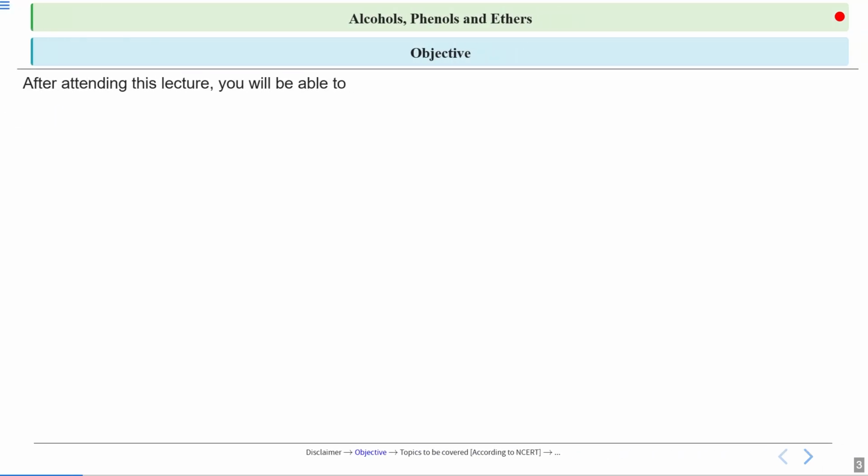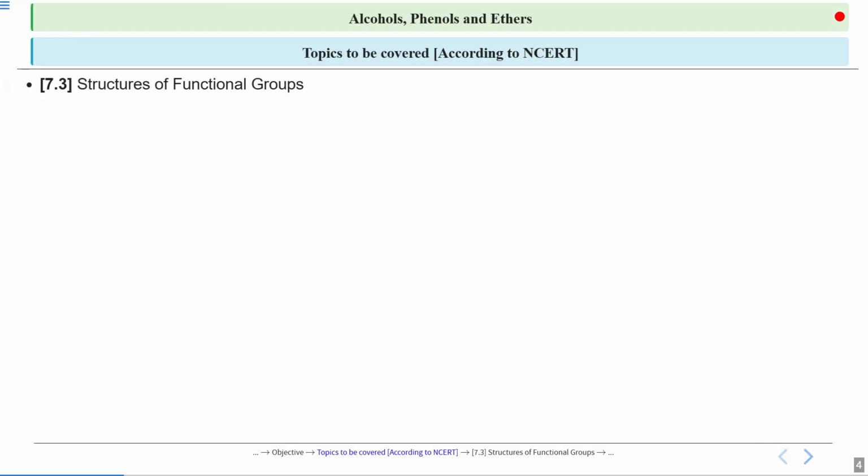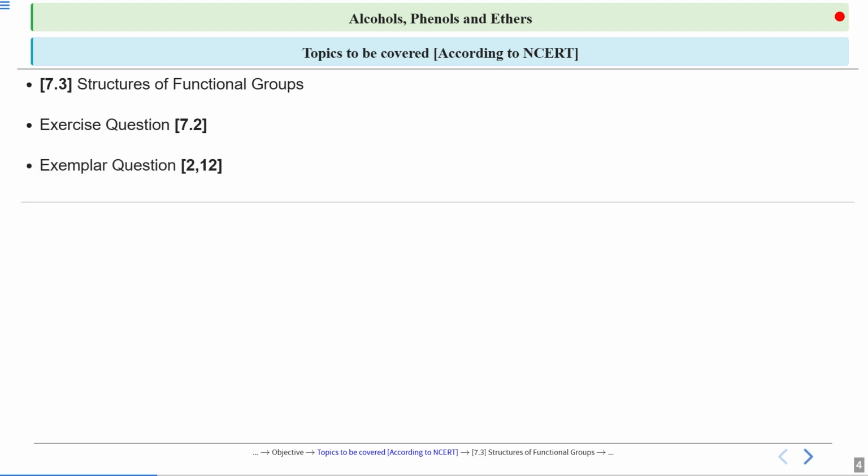Objective of today's lecture: after attending this lecture, you will be able to understand the structure, bond length, and bond angle for alcohols, phenols, and ethers. The topics to be covered today, according to the NCERT: first of all, section 7.3, structures of functional groups. Then we will solve exercise question 7.2, and then exemplar questions number 2 and 12.